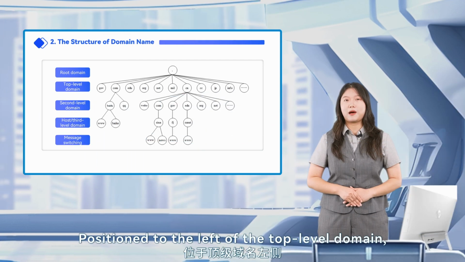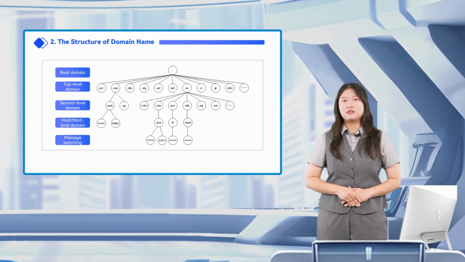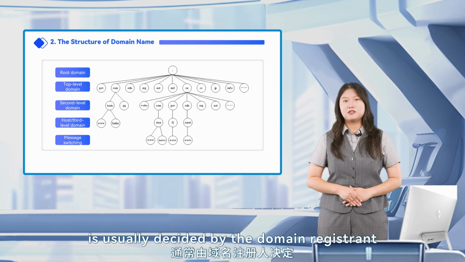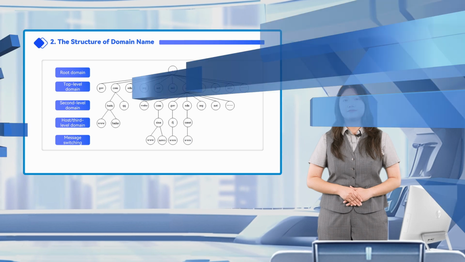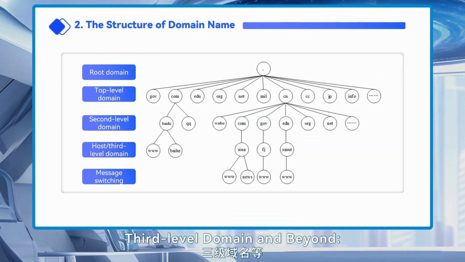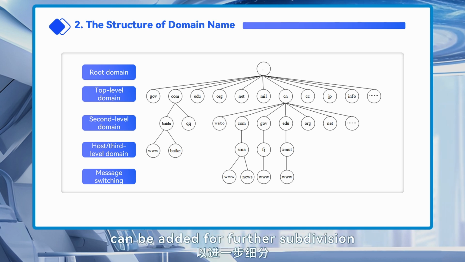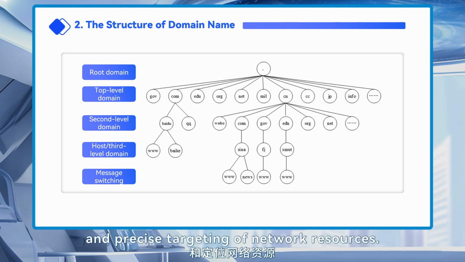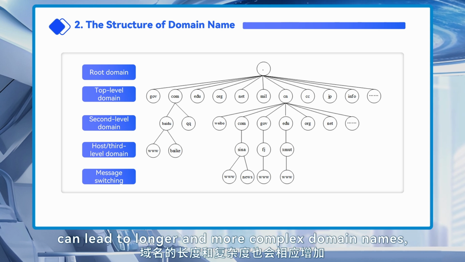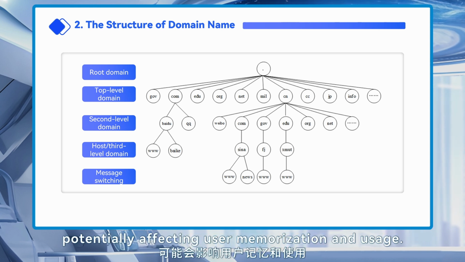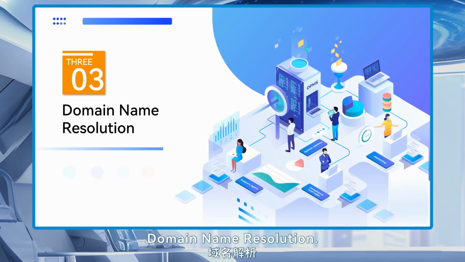Second-level domain, positioned to the left of the top-level domain, further subdivides and identifies network resources. The choice of second-level domains is usually decided by the domain registrant and may indicate the type of website or organization name. Third-level domain and beyond: additional levels to the left of the second-level domain can be added for further subdivision and precise targeting of network resources. However, increasing the number of domain levels can lead to longer and more complex domain names, potentially affecting user memorization and usage.